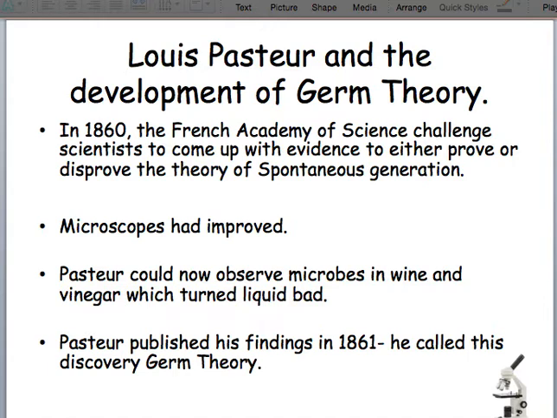Pasteur had proved that the idea of spontaneous generation was wrong because decay did not happen to sterilise matter. Okay, sterilise means clean, without bacteria, that was left undisturbed. Instead, something in the air was causing the decay.